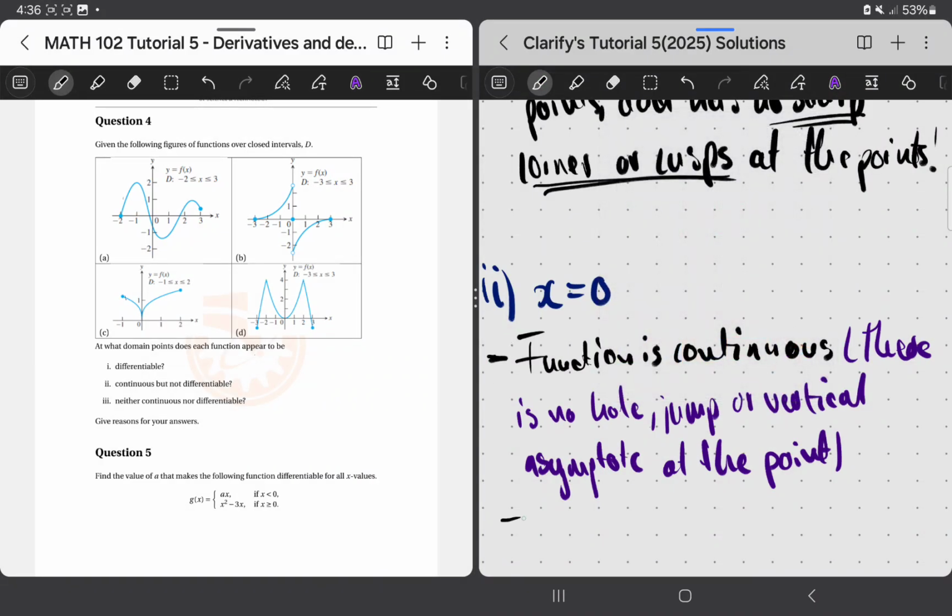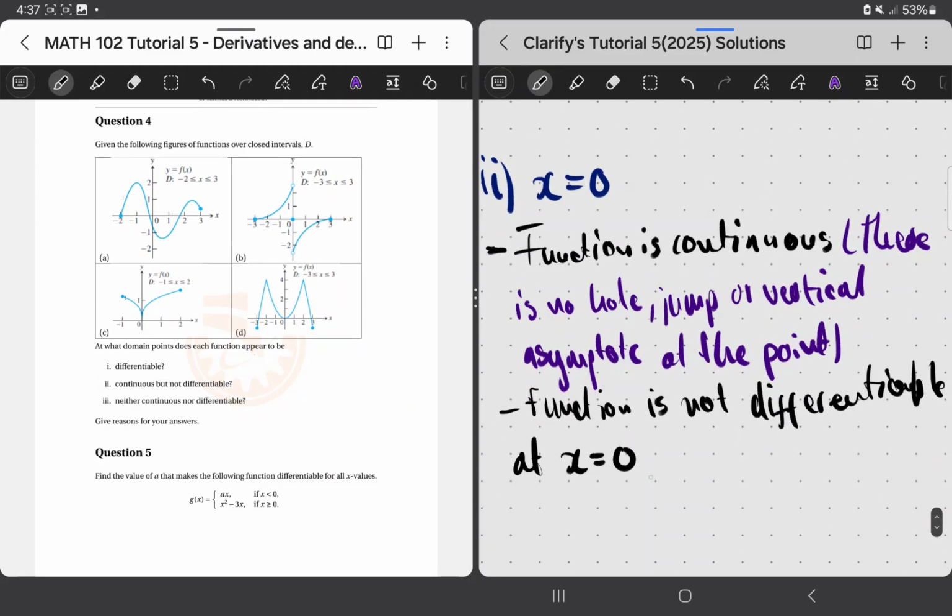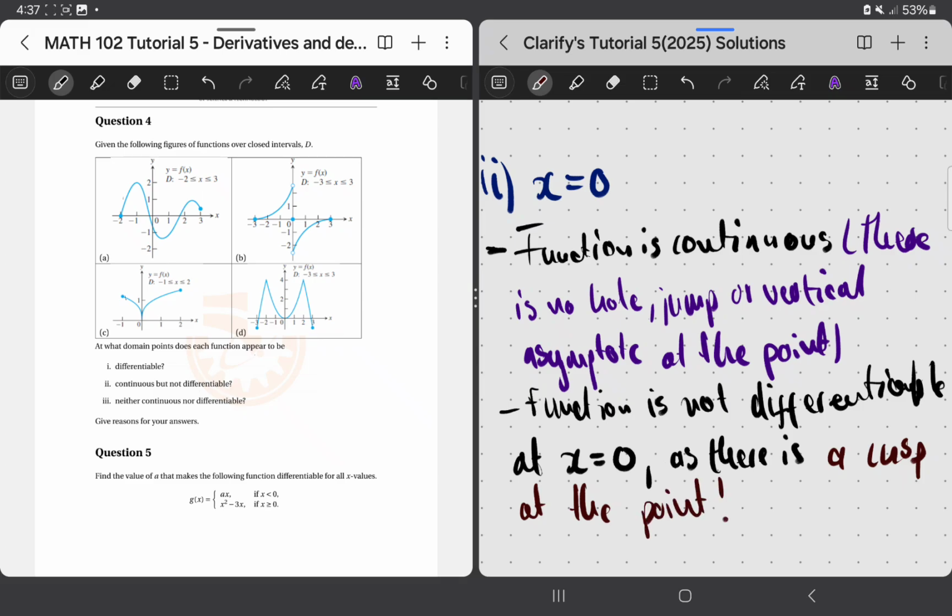And now you can say, but it is not differentiable. Let's put why it is not differentiable. You can say the function y is equal to f of x is not differentiable at x equal to 0, because there is a cusp at the point. There is a cusp or a V shape at this point, so it is not differentiable.